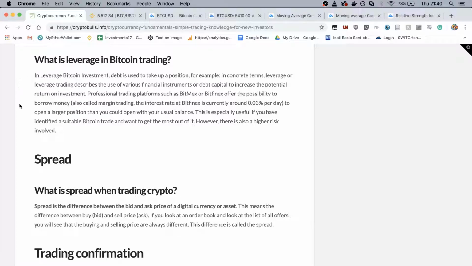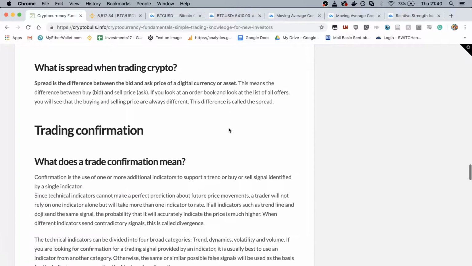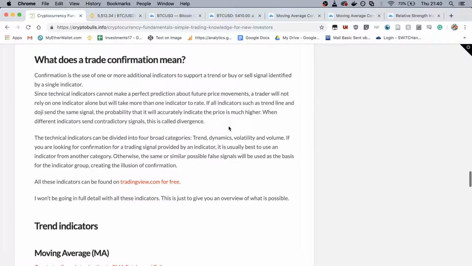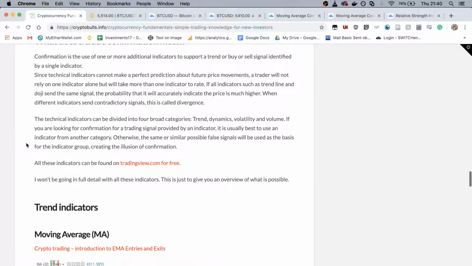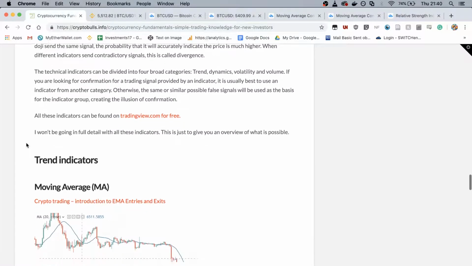Alright. The spread, we looked at spread already. Trade confirmation, this is basically quite easy. When you set a limit order or margin order and your trade is executed, then that means that you've had a trade confirmation. Yeah, that's about it.